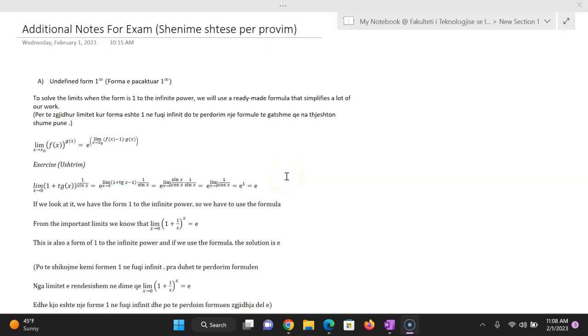Today I'm going to give you some additional notes for your final exam in mathematical analysis that are so important in understanding limits. Okay, without losing any time, let's begin with the first one. We have the undefined form 1 to the power infinity. So to solve the limits when the form is 1 to the infinite power, we will use a ready-made formula that simplifies a lot of our work.